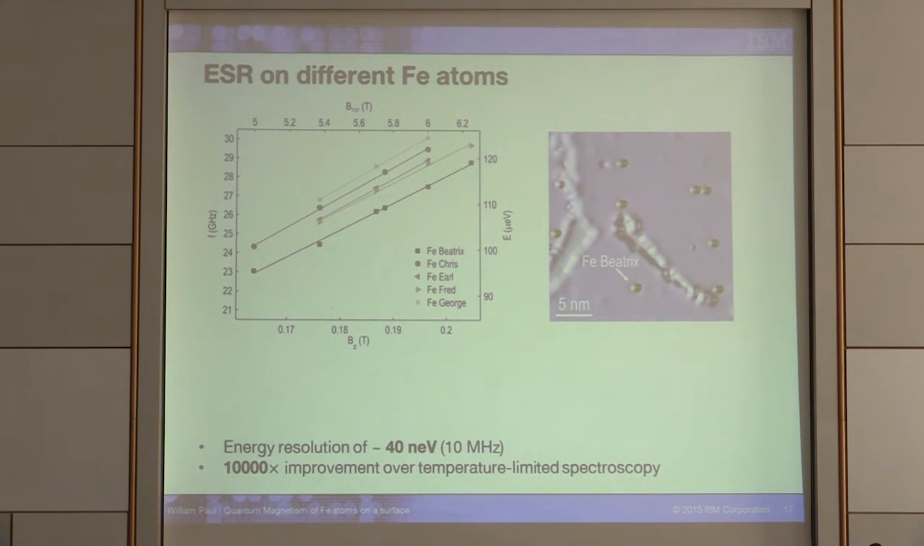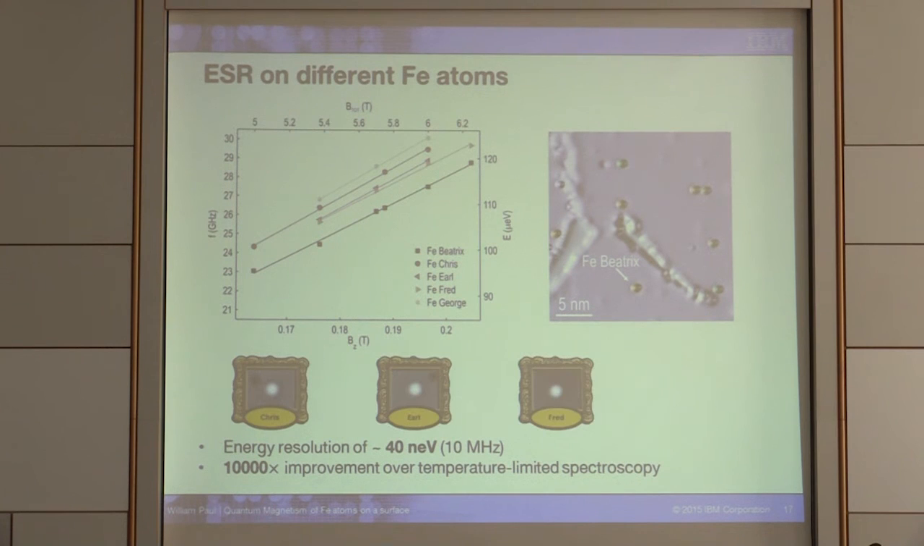Okay, so one of the cool things about the STM is we can do this on different atoms. So far I've shown you Beatrix down here, and we can also do this on Chris, Earl, Fred, and George. And these atoms are free of defects to about 1.5 nanometers. So there are a couple things around them, but there's no very close nearest neighbors. And we can see that they all vary linearly with field.